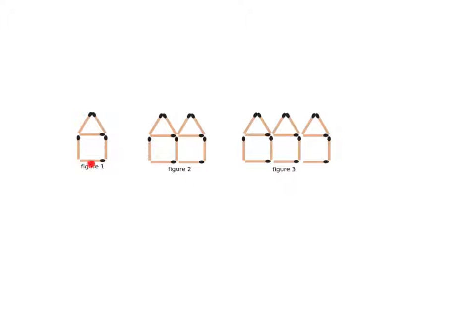In figure 1 we've got 1, 2, 3, 4, 5, 6 matches. And then we could go to figure 2 and we could count. We've got 1, 2, 3, 4, 5, 6, 7, 8, 9, 10, 11 matches. And then we could do the same count for figure 3 and go on like that.